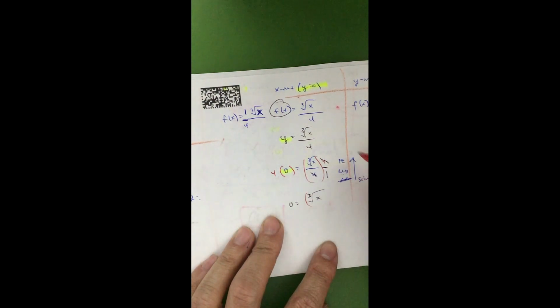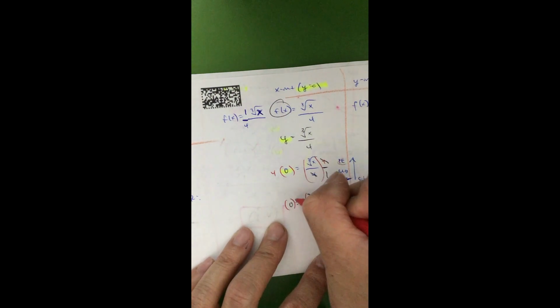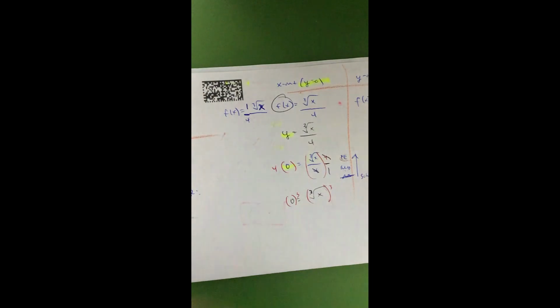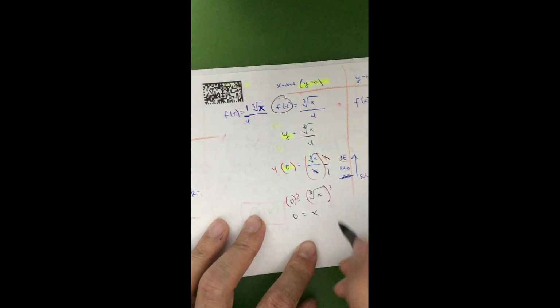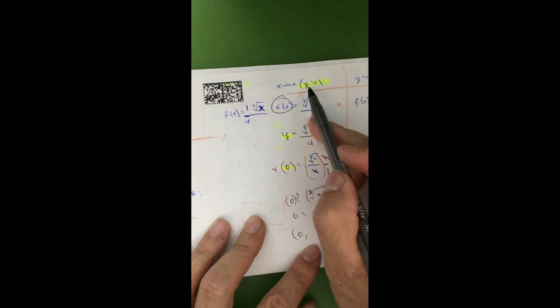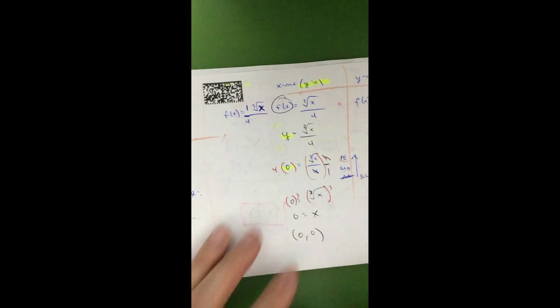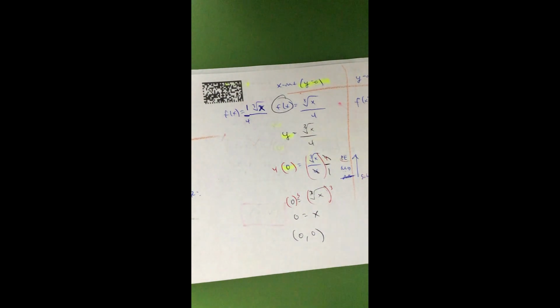Again, the next one is the cube root, and the opposite of that is to the 3rd power. So you're going to get 0 equals x, and when x is equal to 0, our y value is 0. Or you could say when y is 0, x was 0. So you get that ordered pair.